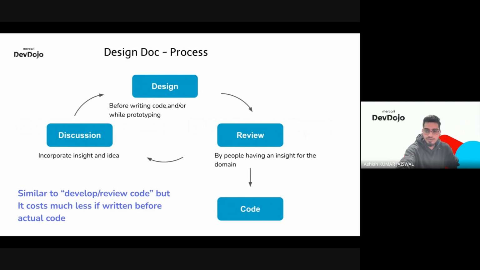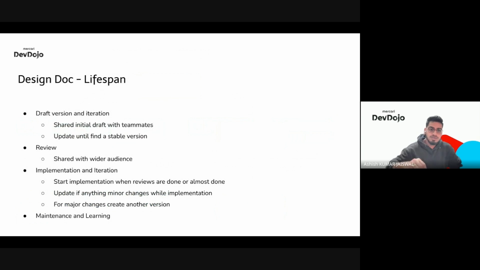Okay, so let's move on to the next part. This is about the lifespan of a design doc. When we start writing the design doc for a smaller project, it's not necessary to write a draft version. You can just create a straightforward, complete design doc and get it reviewed by the stakeholders.